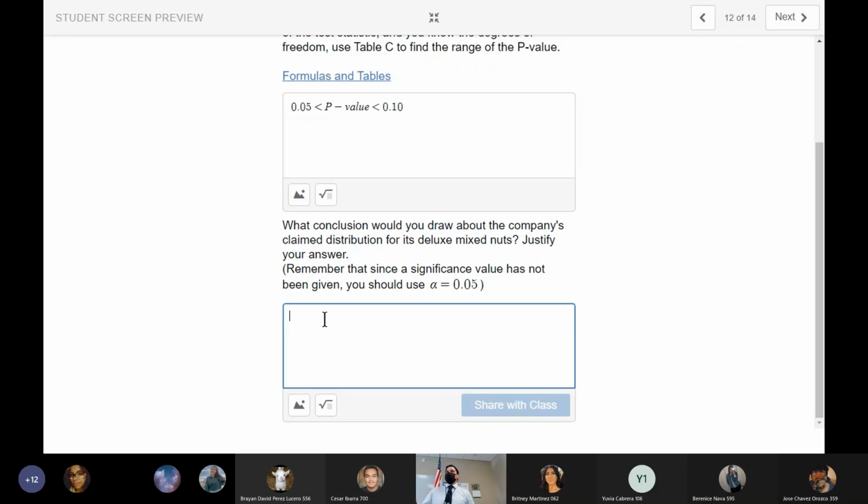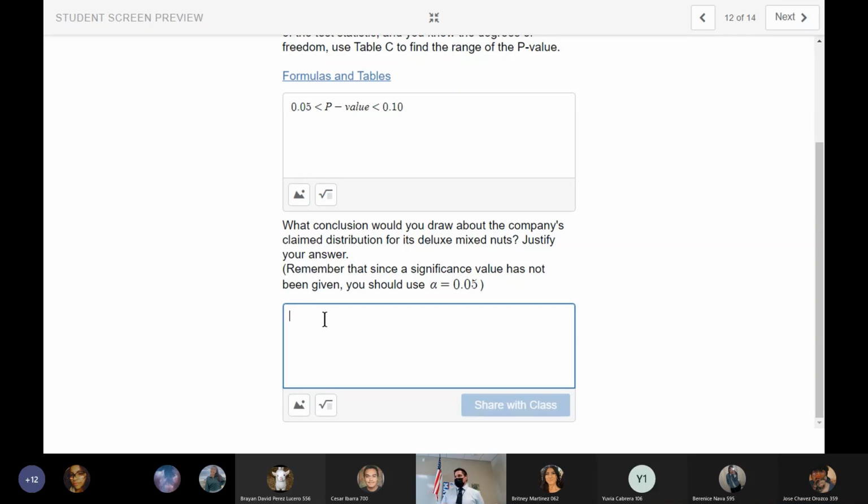When it gets to the conclusion, we still fall back on the same basic rules about p-values and alpha. If the p-value is less than alpha, we reject the null hypothesis. If it's greater than alpha, we fail to reject the null hypothesis. Our p-value is greater than 0.05, it's right there in our interval. So since our p-value is greater than alpha, we fail to reject the null hypothesis.